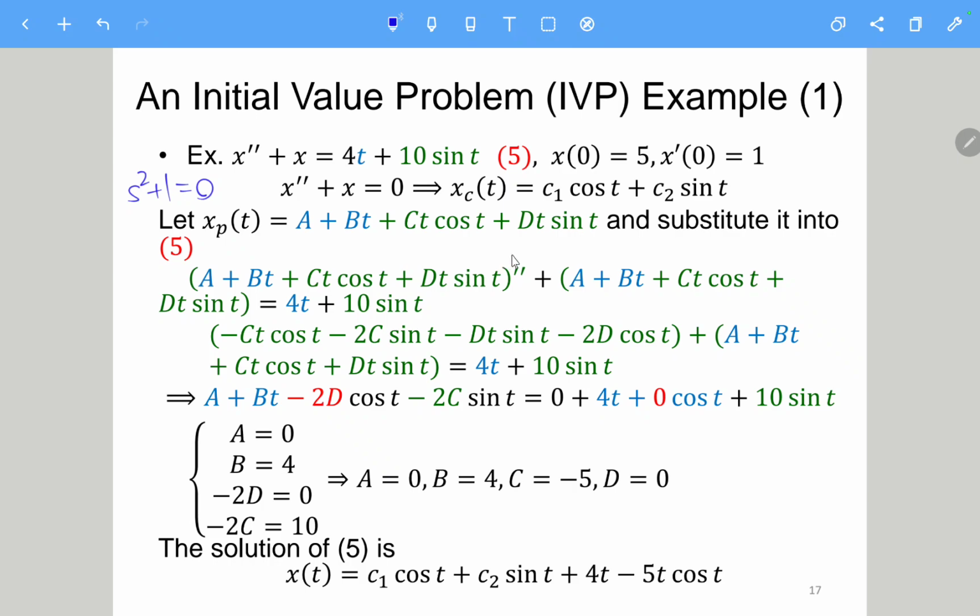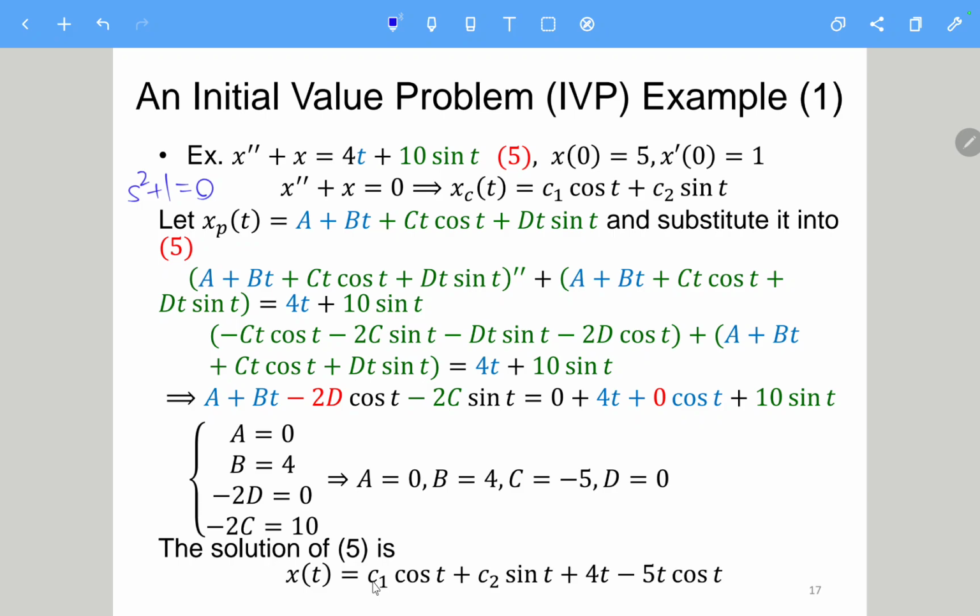Okay, so you get this one double prime plus this one and then equals this one. And then you can do some simplification, collect the similar terms. So you get the polynomial, the cosine, and the sine terms. And then you compare the coefficients. So you get a equals 0, b equals 4, and then negative 2d equals 0, negative 2d equals 10. So it turns out to be very simple. You don't need to solve complicated joint equations. This is the coefficient for the particular solution, and then you plug it back.